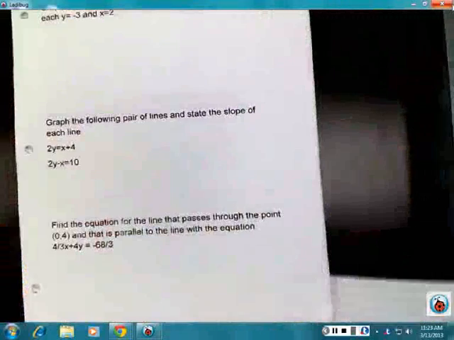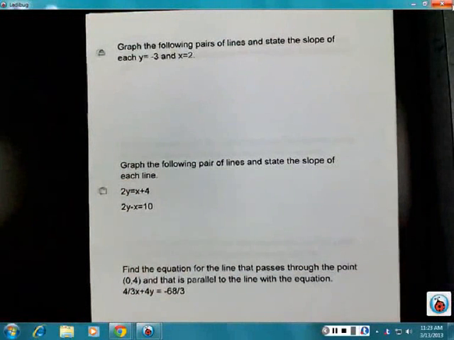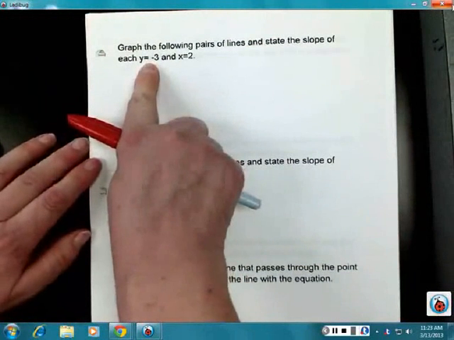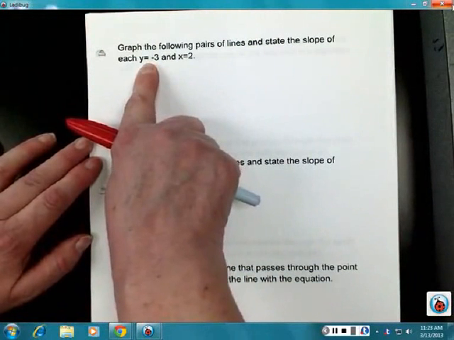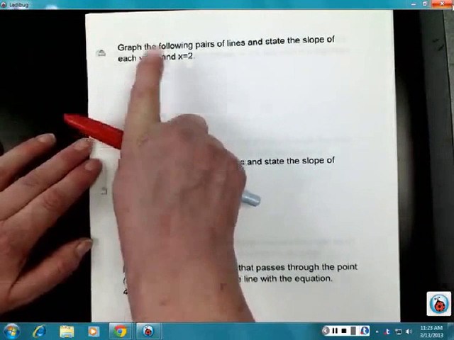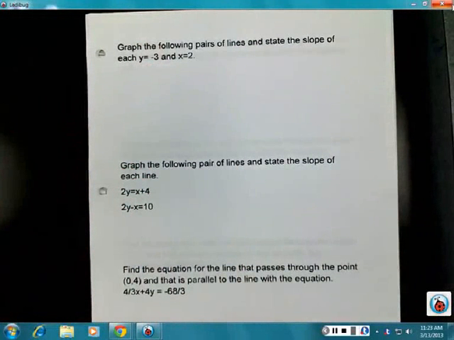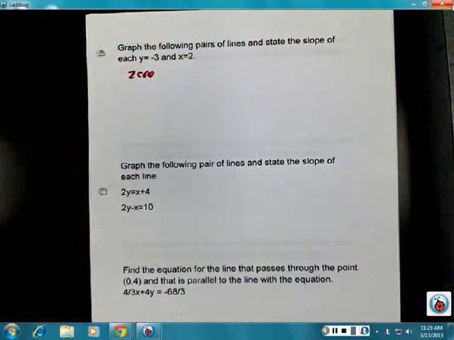Let's take a look at the next one that they give you in here. Graph the following pairs of lines and state the slope of each. So what's the slope of this one? y equals a negative 3. If I have y equals a negative 3, what's its slope? We started out the class with this kind. It would be 0. Yeah, so this is 0. What's the slope of x equals 2?